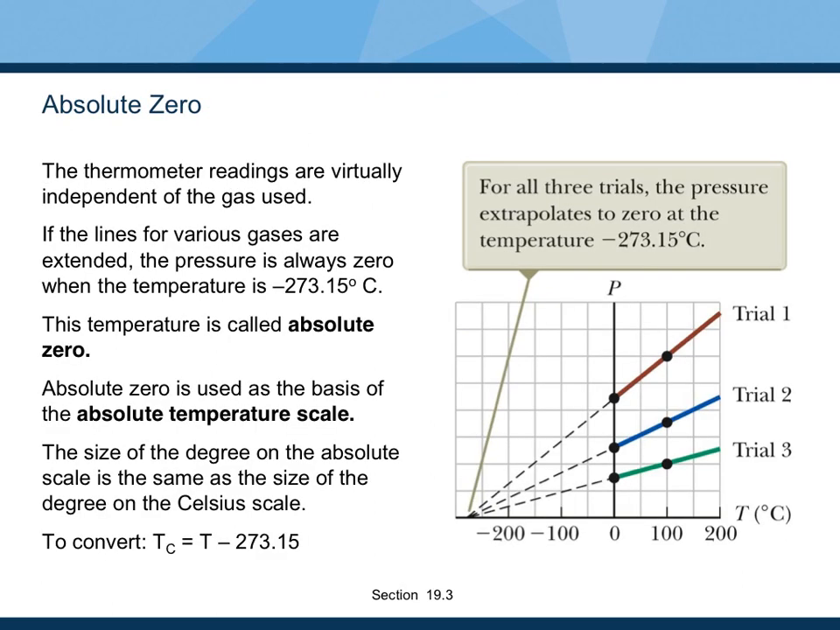We can use different gases to do the measurement. If we measure several times, as shown in this figure, we use different trials. For all trials, the pressure extrapolates to 0 at a temperature of negative 273 degrees Celsius. We call this temperature the absolute zero. Absolute zero is used as the basis of the absolute temperature scale.